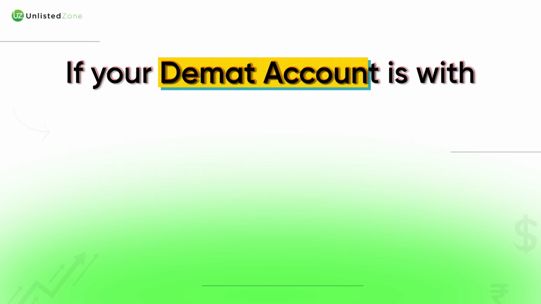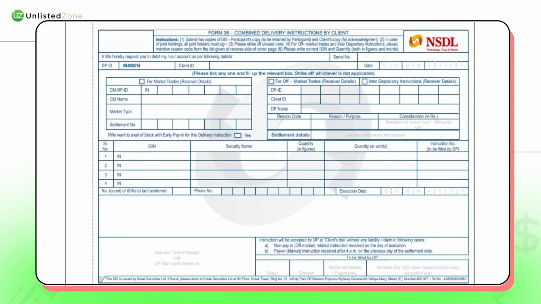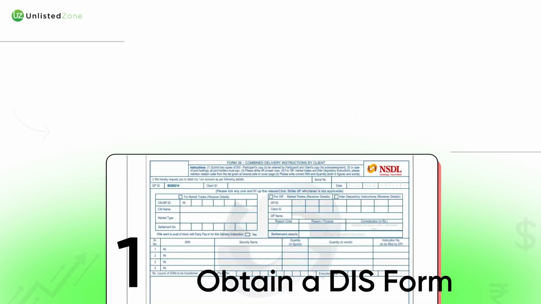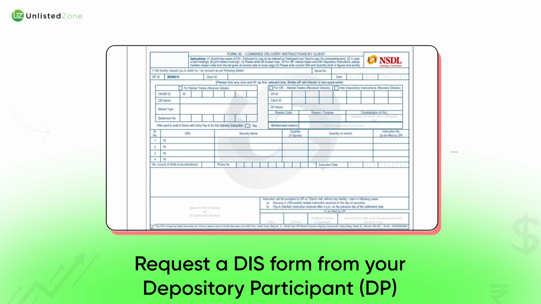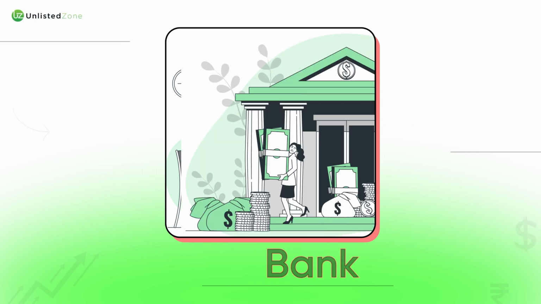If your Demat account is with NSDL, you will need to use a Delivery Instruction Slip (DIS) to initiate the transfer of shares. Here is how. Step-by-step process. First, obtain a DIS form. Request a DIS form from your depository participant, such as your broker or bank.